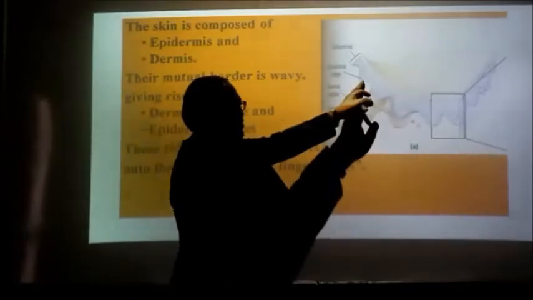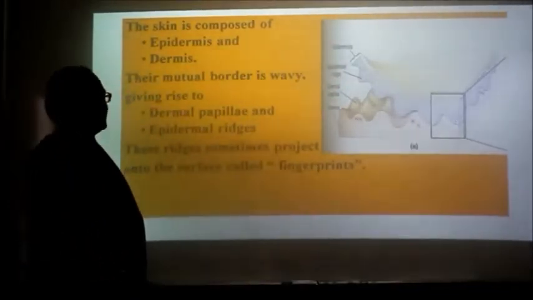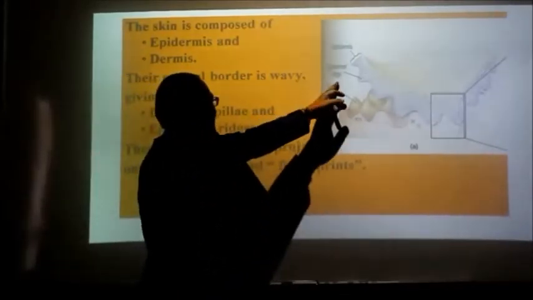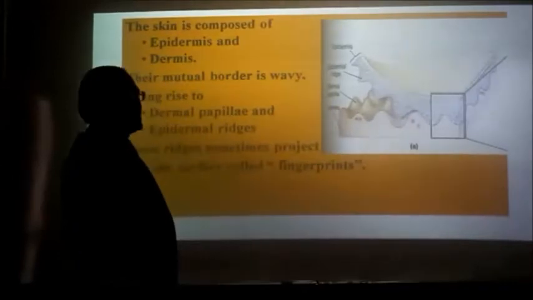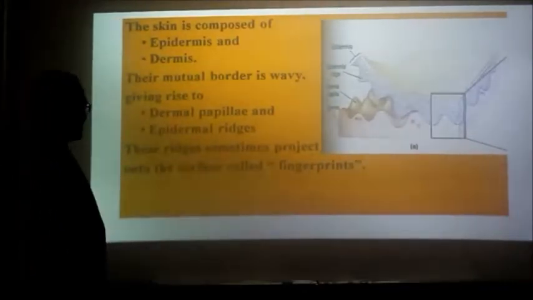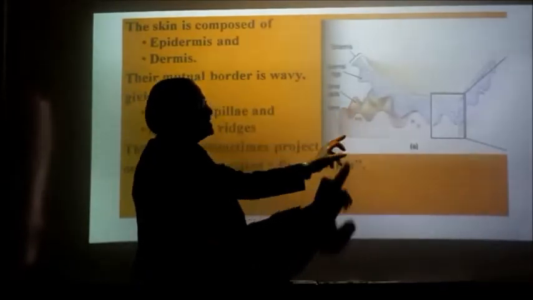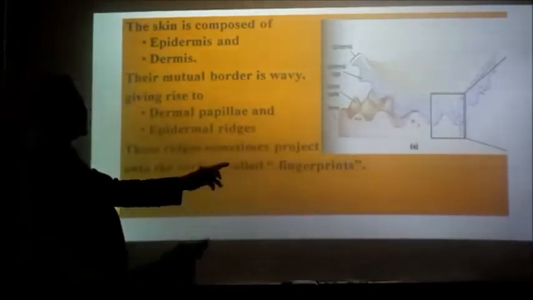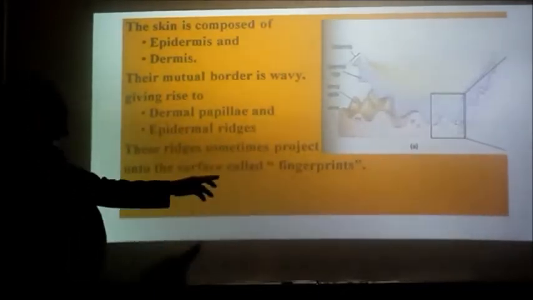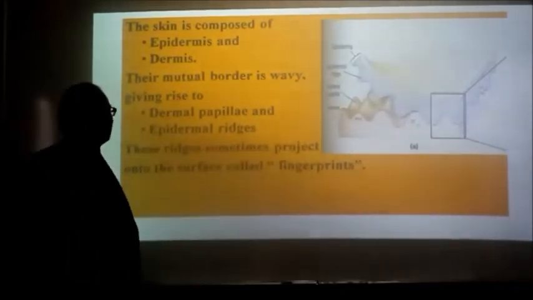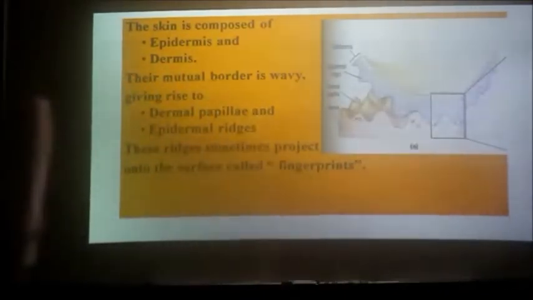Now the epidermis is undulating, it is not even, and it produces what we call epidermal ridges. They penetrate into the dermis, where the dermis is arranged in the form of dermal papillae. Now these impressions can project on the surface also, and that is what makes our fingerprints.